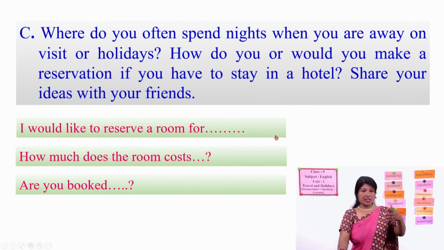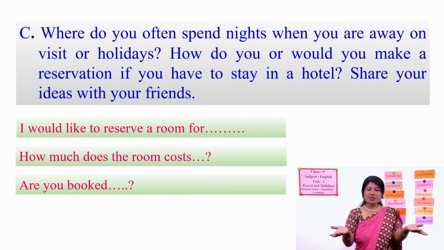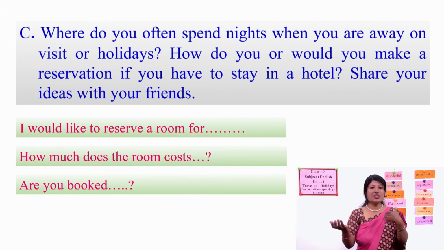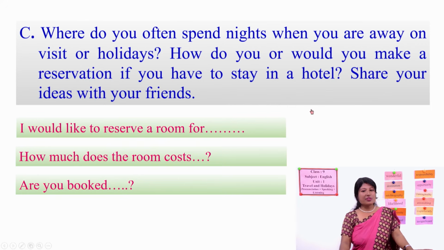So these are the ideas. If your friends have more ideas than this, discuss with your friends. By sharing your ideas, it expands, right? So you can ask your friends how they book and how you book. Discuss these matters with your friends and you can write it down.